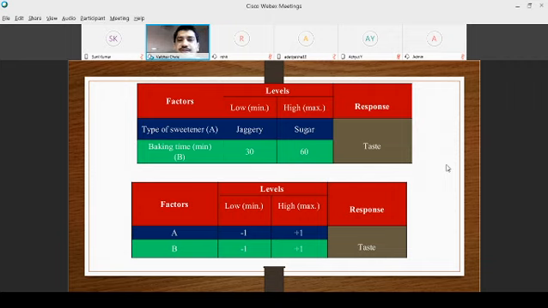So the response is what? We have taken only a single response. We have not gone for a multi-response table. At present we have taken only a single response. It is taste.